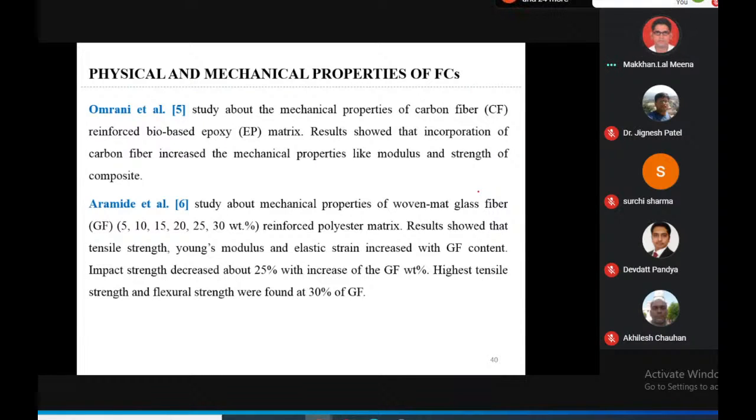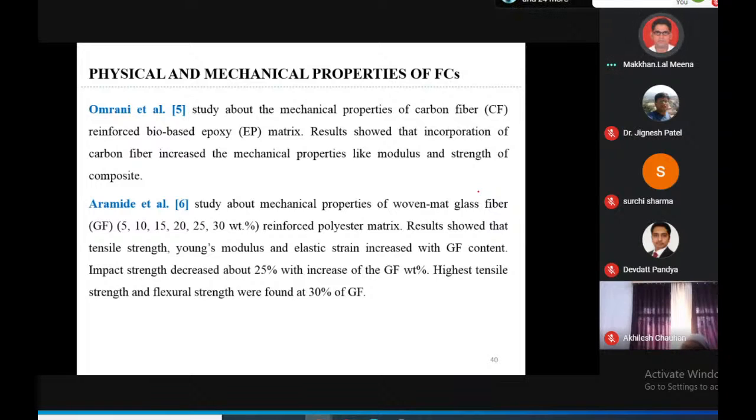Omrani et al. studied the mechanical properties of carbon fiber reinforced epoxy based composites. Omrani et al. showed that incorporation of carbon fiber increases the mechanical properties like modulus and strength of the composite. Other researchers, Ramine et al.